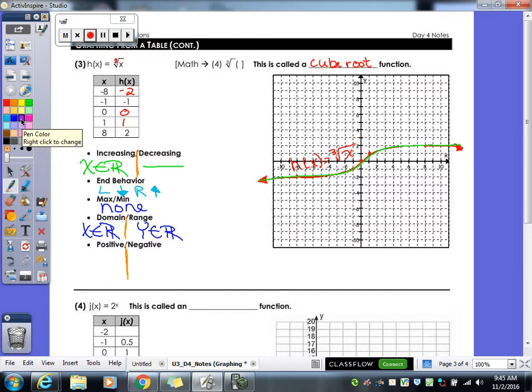All right, positive and negative. We have a part that's positive, and we have a part that's negative for this graph. It changes from positive to negative right there when x is 0. So when x is less than 0, so these values over here, are we positive or negative? Negative. So when x is less than 0, our graph is negative. So therefore, when's it positive? When x is greater than 0.